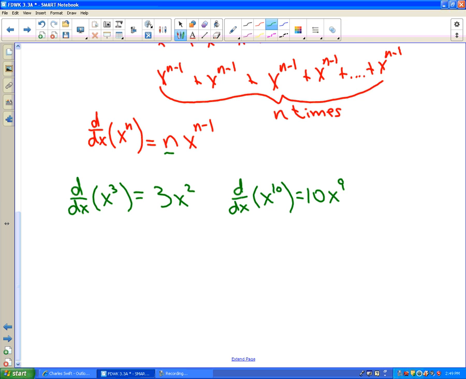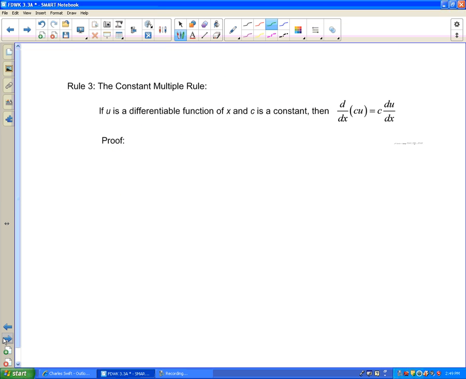Let's move on to our next one, which is equally powerful, the constant multiple rule. If u is a differentiable function of x and c is a constant, then d dx, the derivative of c times that u, is going to equal c times du dx, c times the derivative of the u. So in this case, we're letting u represent some function. U could be x squared, u could be x cubed, u could be any function of x. So in this case, f of x is equal to c times some u, where again, u is a function.